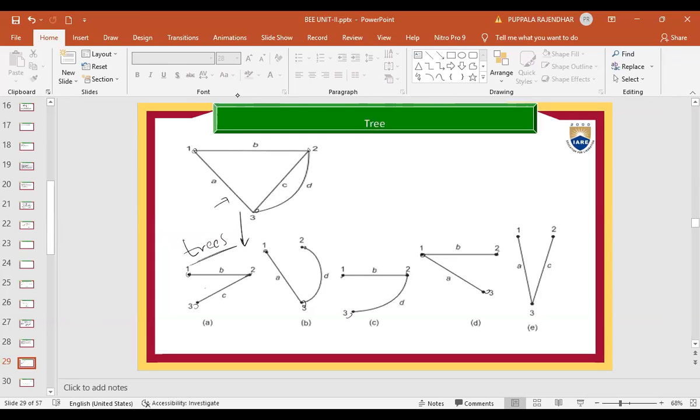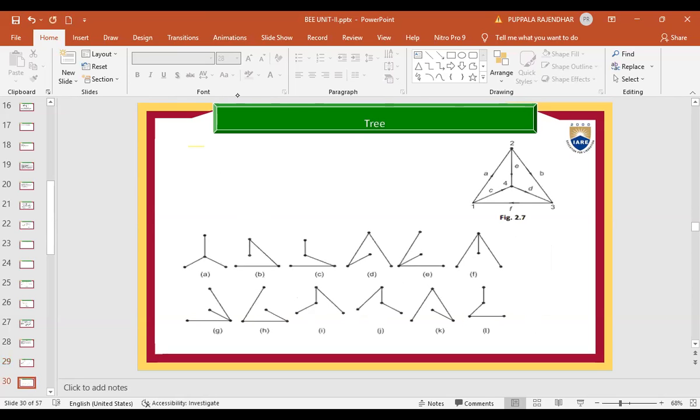Trees for this main graph. So what is the rule to form a tree? It should have all the nodes of the main graph, and the second point is that there should not be a closed path. And how many trees can we form? We can form many trees, but in each and every tree we should have the same number of nodes as the main graph.